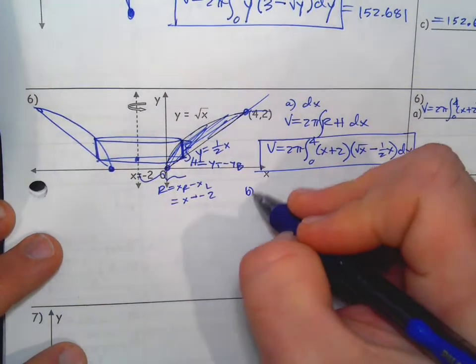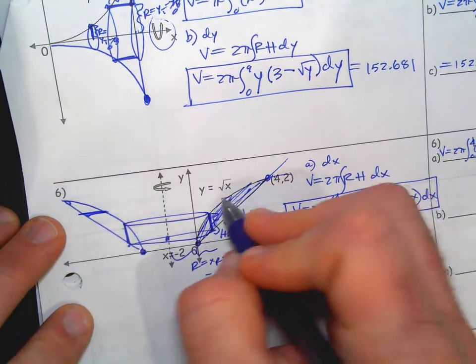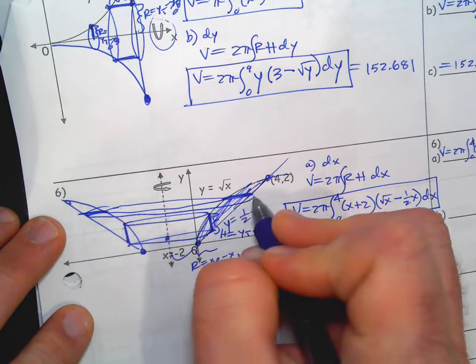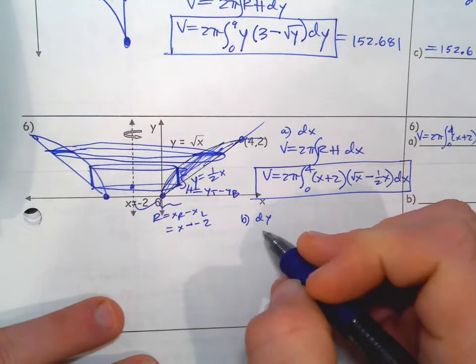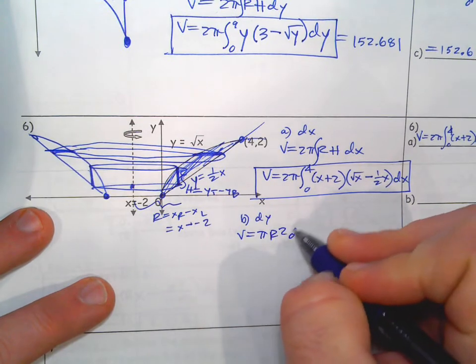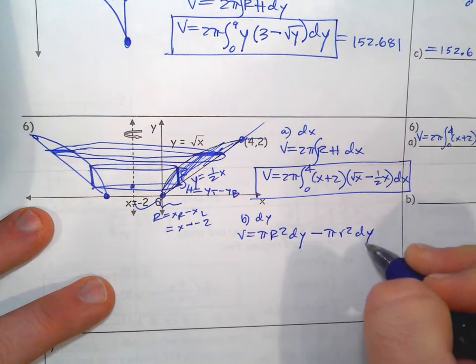Part B, dy. It's going to be flat horizontal slices, which are going to be perpendicular to the axis of rotation. So you're going to get disk washers. So it's going to be pi big R squared dy for the big disk minus pi little r squared dy for the small disk. That creates the hole.